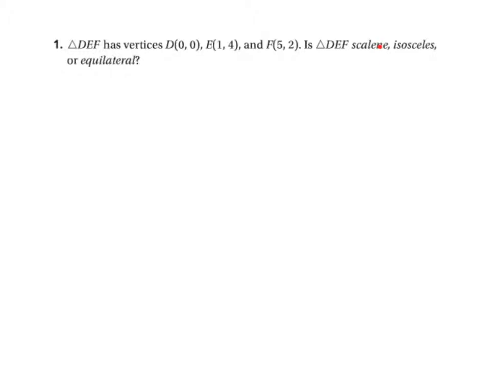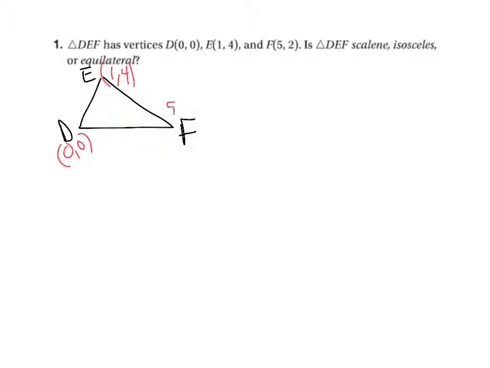Now, we are not going to go plotting a bunch of stuff. We're not really going to use a graph. We're going to try to do this without a graph. We just have to know that we've got this triangle, D, E, F, and D is at (0, 0), E is at (1, 4), and F is at (5, 2), and we're just going to use those coordinates.